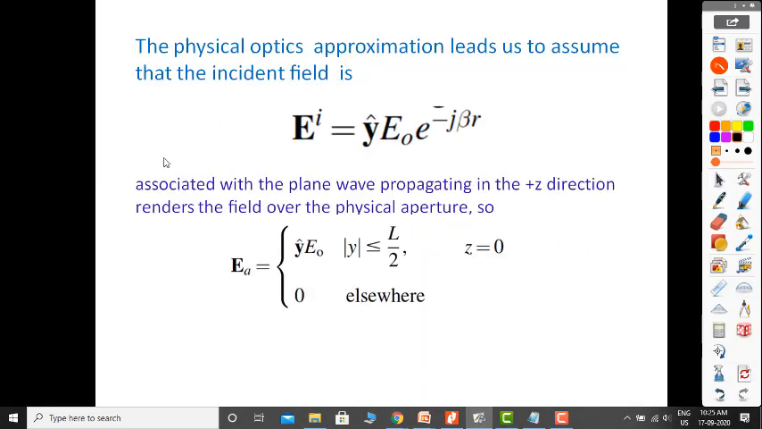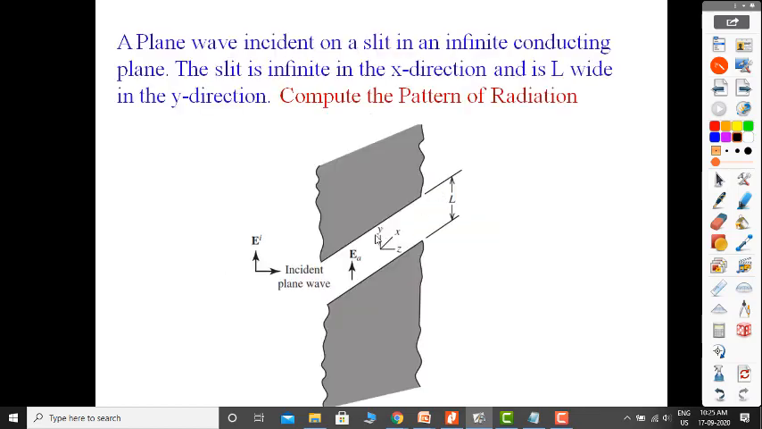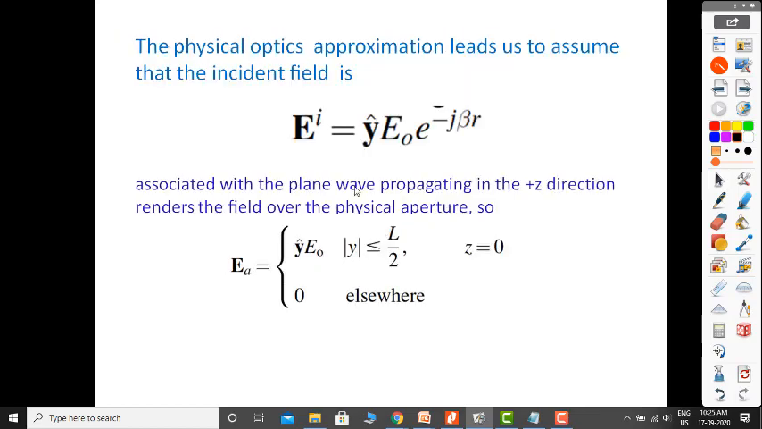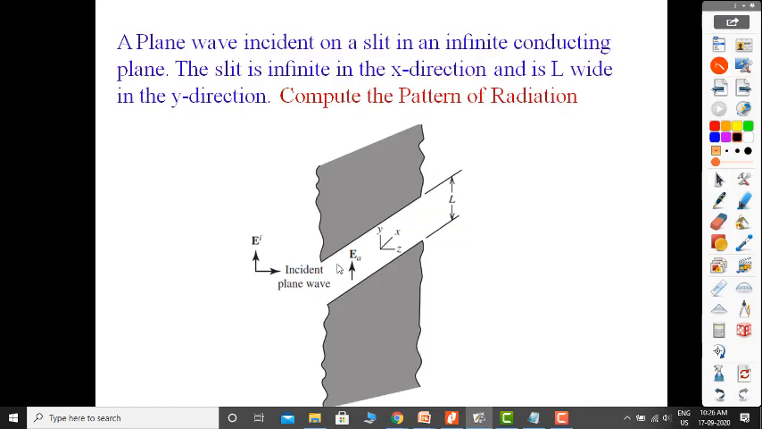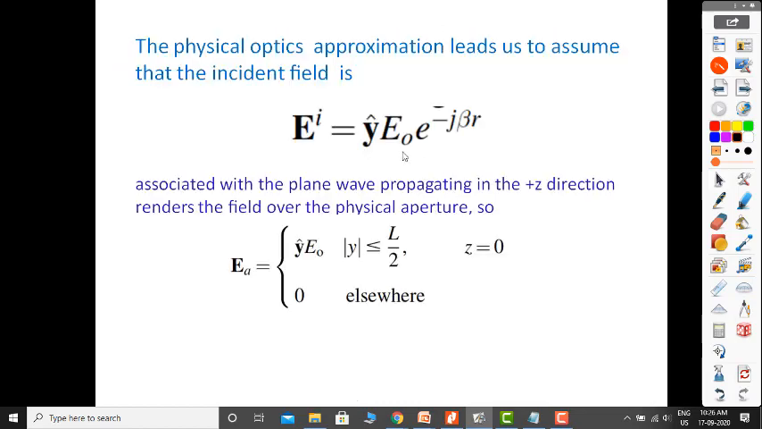The physical optics approximation leads us to assume that the incident field is Ei, which is oriented along the y-axis. Therefore, it is y cap, a unit vector which refers to the direction of the electric field, and E0 is the amplitude of the electric field. Assume that the amplitude is uniform over the slit. That means everywhere this electric field amplitude is the same, represented as E0.